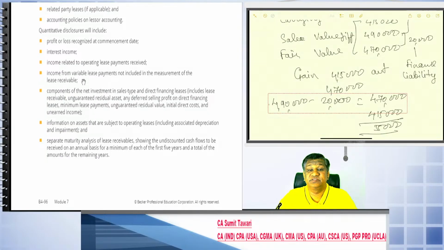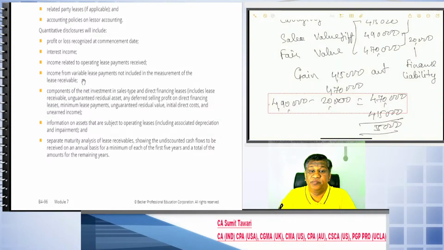Components of the net investment in sales-type and direct financing leases include the lease receivable, unguaranteed residual asset and deferred selling profit on direct financing leases, minimum lease payments, unguaranteed residual value, initial direct costs and unearned income.